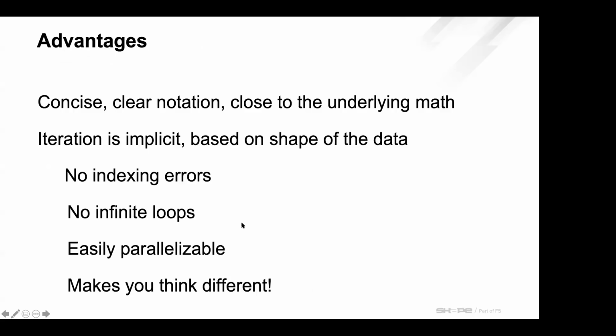So what's good about this, of course, is there's a concise, clear notation. It's close to the underlying math. And most importantly, I think, is that iteration is implicit. It's based on the shape of the data. So you don't have to deal with the mechanics of iteration. And as a result, you don't get indexing errors, and you don't get infinite loops.